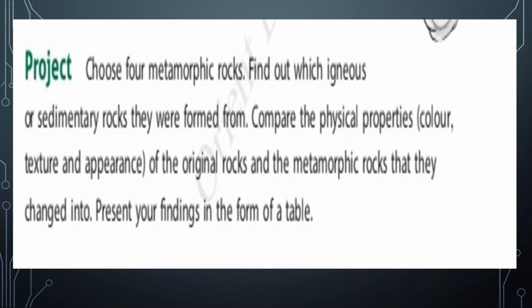Then quartzite is formed from sandstone, again a sedimentary rock. Slate is formed from shale. It is also a sedimentary rock. Then gneiss is formed from granite, which is an igneous rock. Then you have to compare the color, texture and appearance of the metamorphic rock and the original rocks from which they are formed. So do the project. Do it in an A4 sheet and file it.